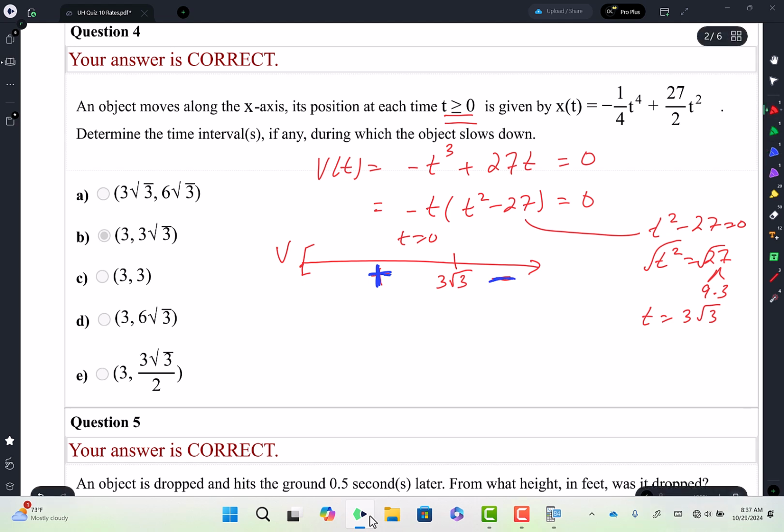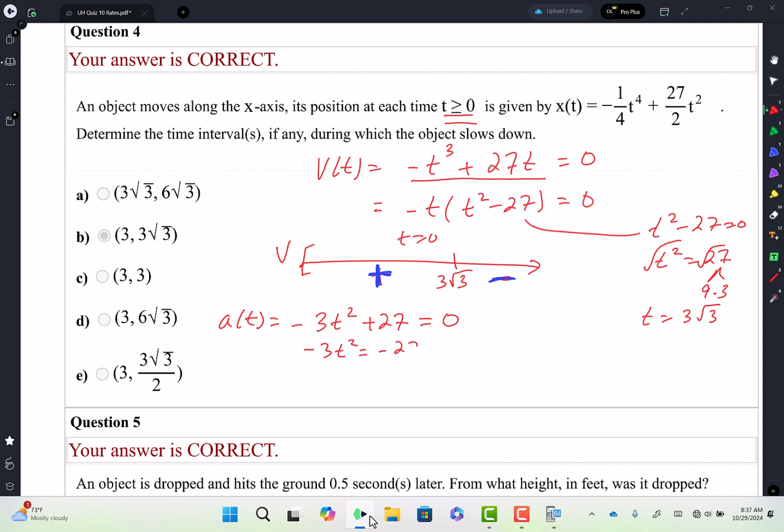All right, now I'm going to find acceleration. I know, guys, it's a lot, but don't worry. It's not as bad as you think it is. The derivative of that, negative 3t squared plus 27. I'm going to set that equal to 0 to see where I have a sign change. Negative 3t squared equals negative 27. Divide by negative 3. T squared equals 9. T equals 3. Square root, it would be plus minus, but I don't care about the negative. All right, check it out.